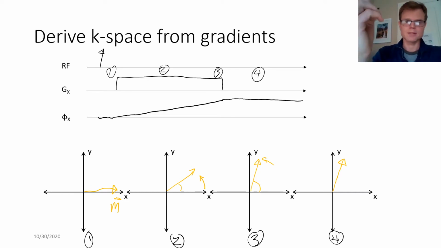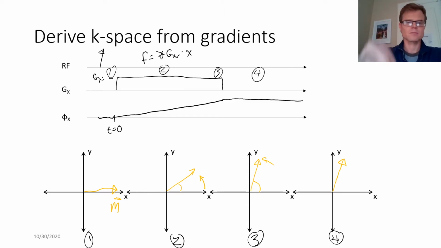And we can add some values. So during this time interval here, we know that the frequency is gamma bar times, say this is our GXR, times position in X. And so what that means is if we say this is time 0, then during this interval, say to time t, the phase that accumulates in this interval is going to be gamma GXR X times t.